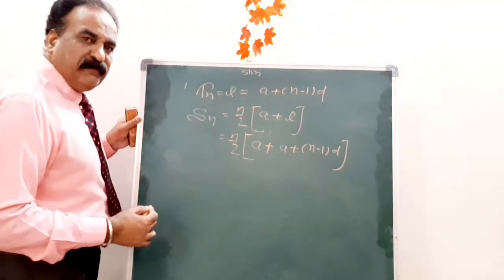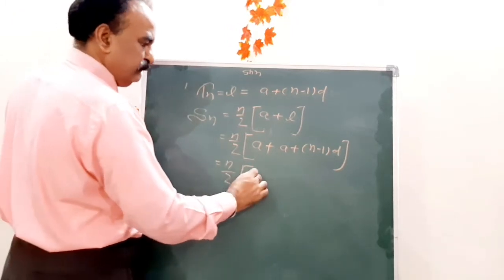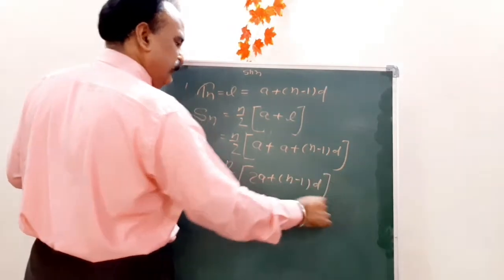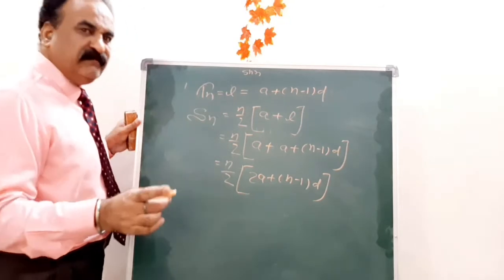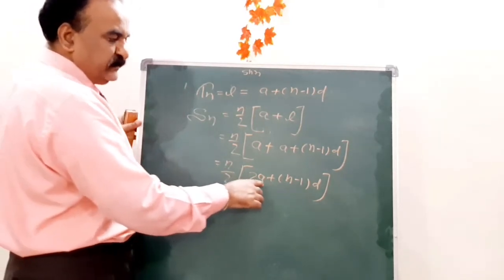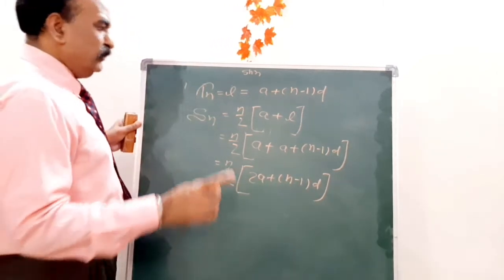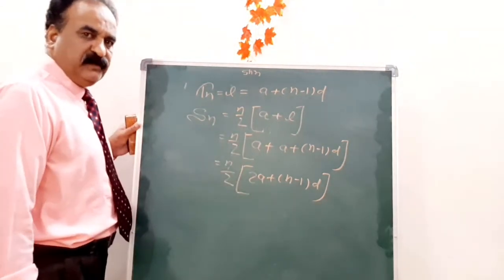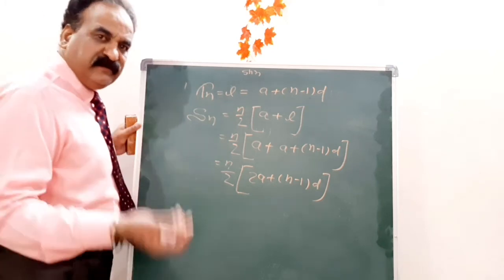So what is the sum of n terms now? n by 2 into bracket 2A plus n minus 1 into D. This is the sum of n terms. If the number of terms is given to you, then Sn is equal to n by 2 into bracket 2A plus n minus 1 into D. And if the last term is given to you, it means n by 2 into bracket A plus L. I hope this is clear to you now. What is the concept, how to find the sum?